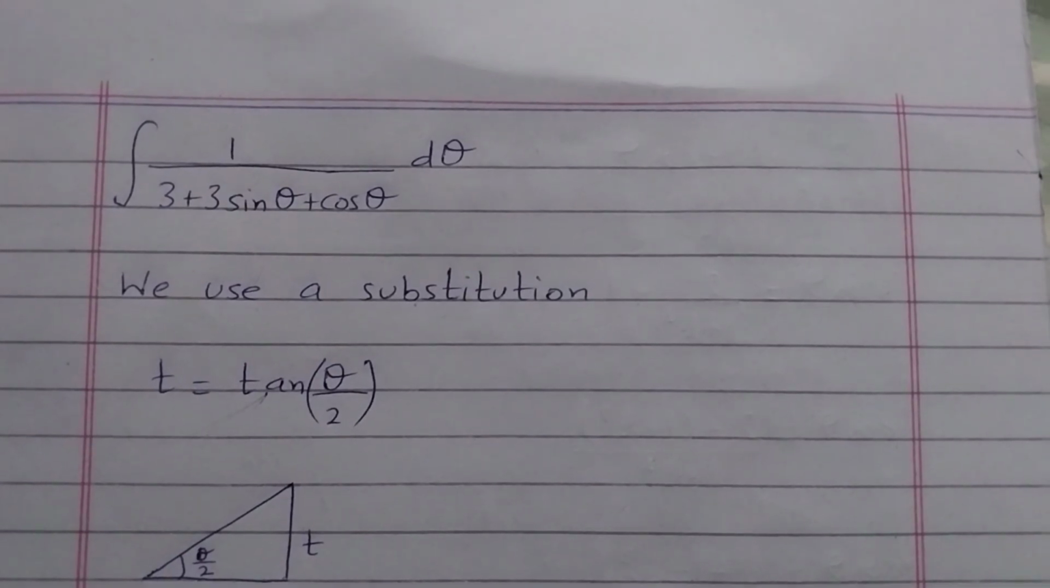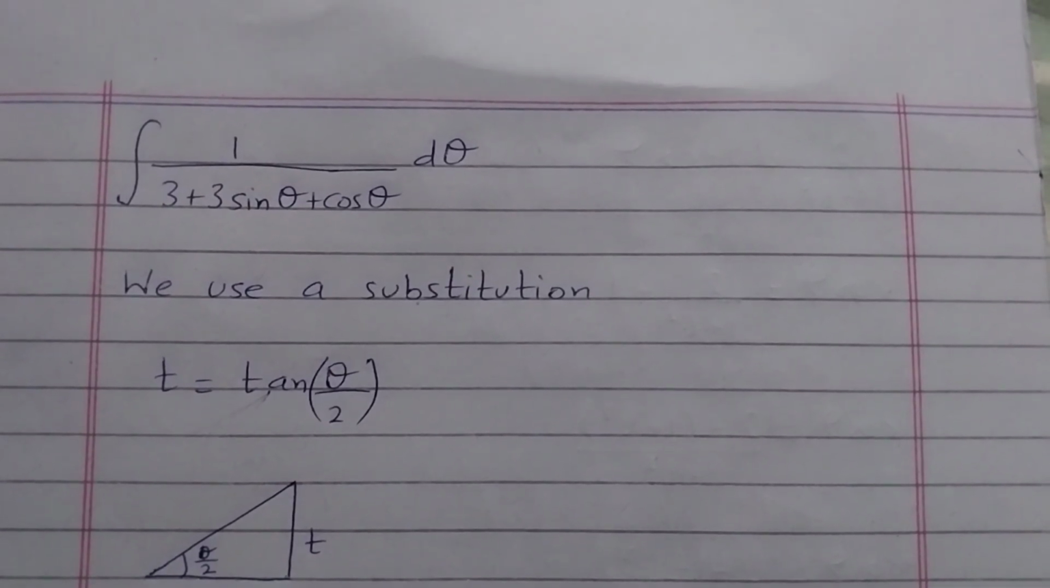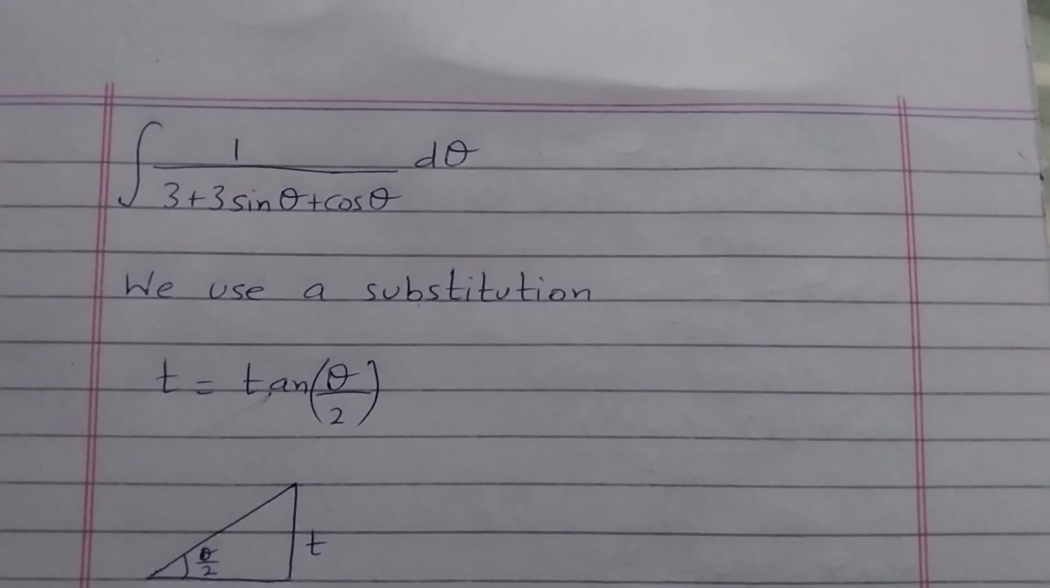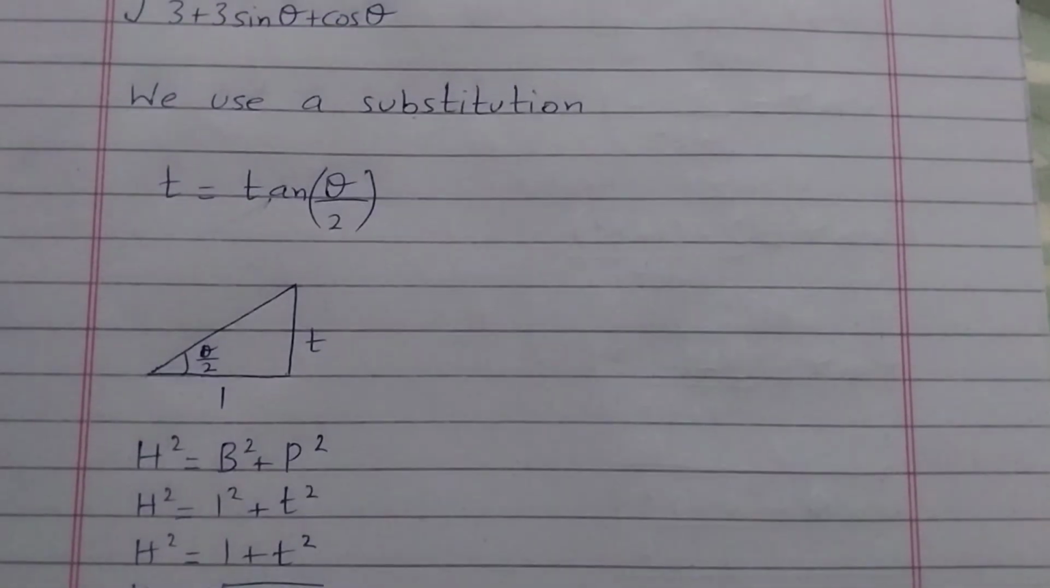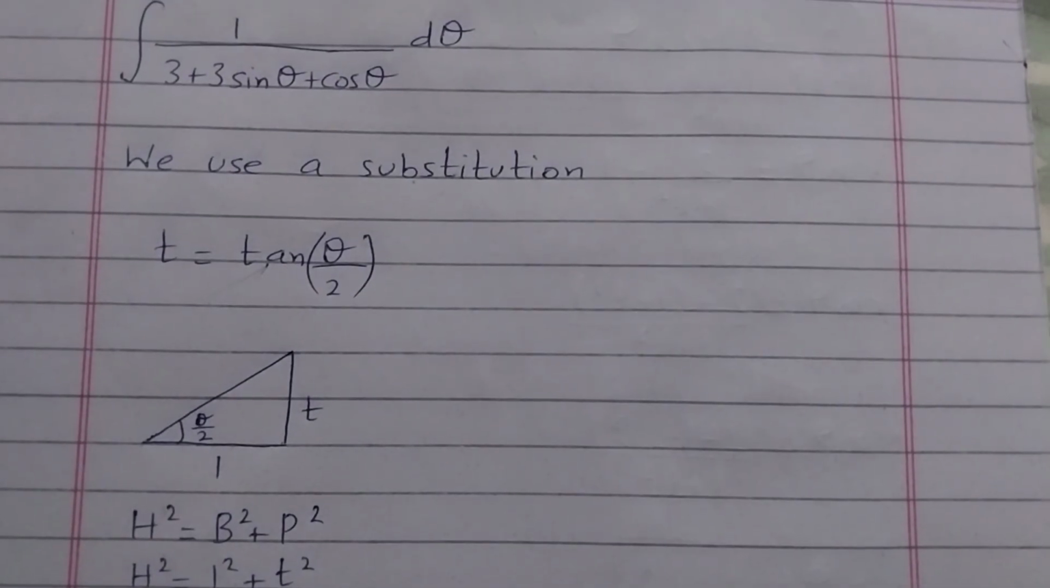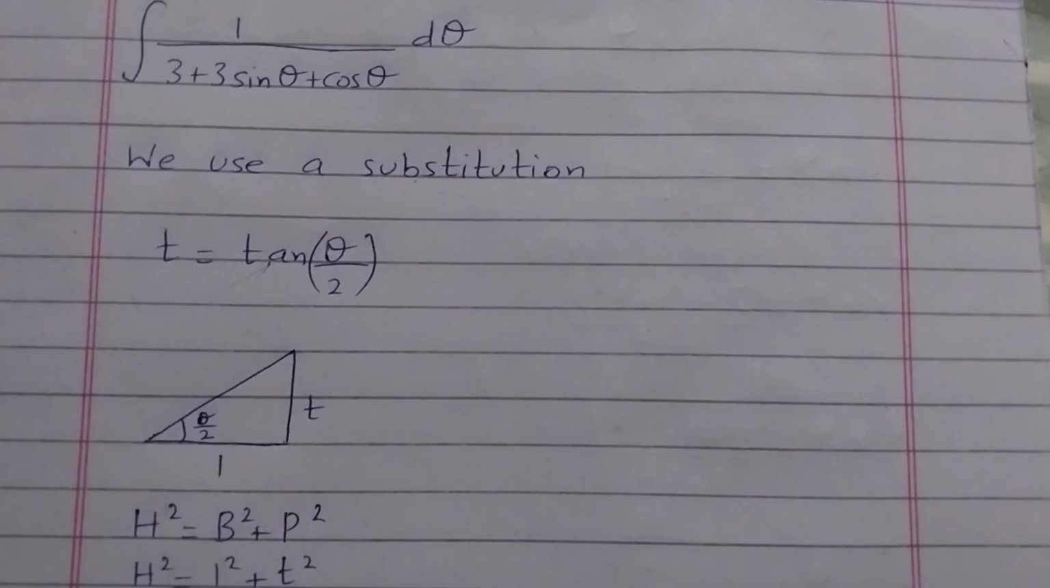And this substitution is generally used when we have a fraction, and that fraction involves some expression which has sine theta cos theta in it, and other methods fail. So then we use this substitution. And I said that we need to find the value of sine theta and cos theta when we say that tan theta by 2 is equal to t.